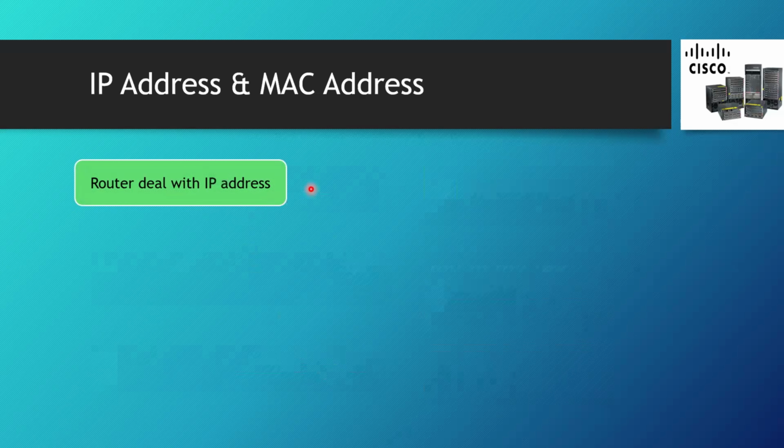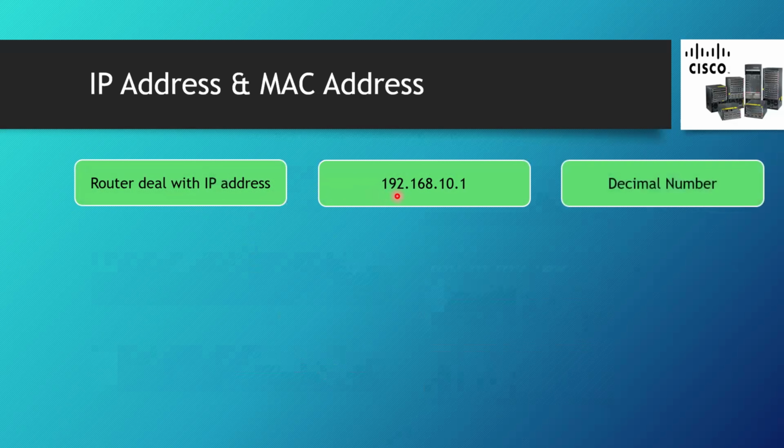What is an IP address? We write it in this way, in decimal format, 192.168.10.1. Decimal numbers are basically all these: 1, 2, 3, 4, 5, 6, 7, 8, 9, 0. They are all decimal numbers. So we need to remember here, router actually deals with IP address. Mostly router works with IP address. In general, we need to remember this.